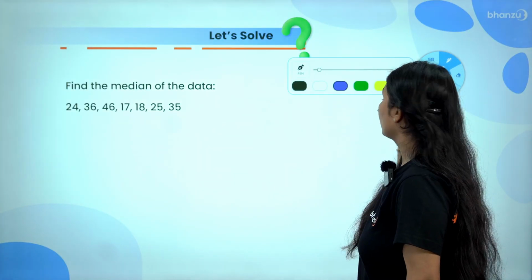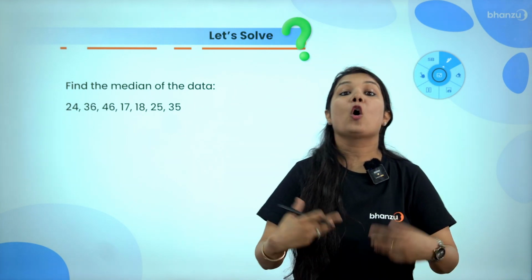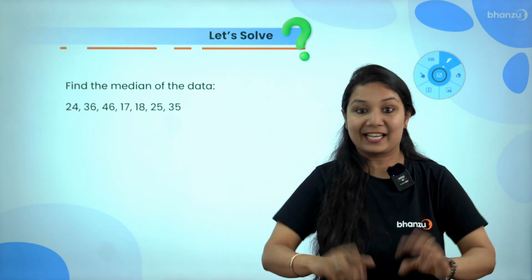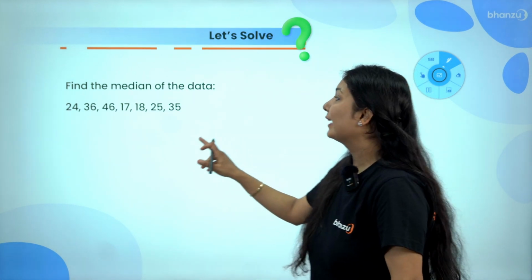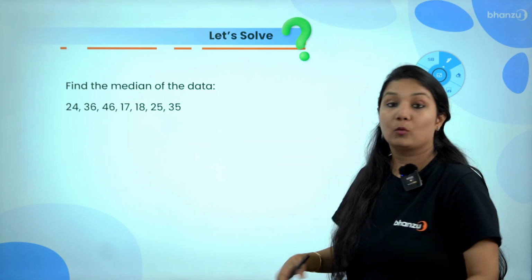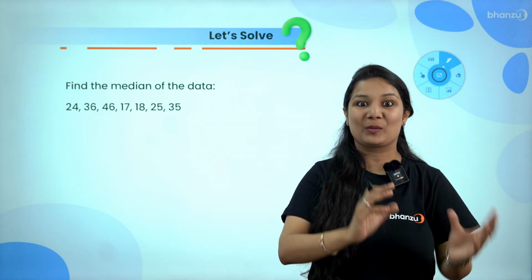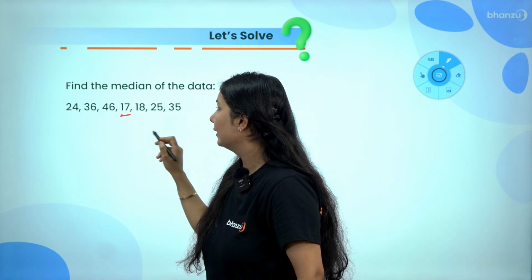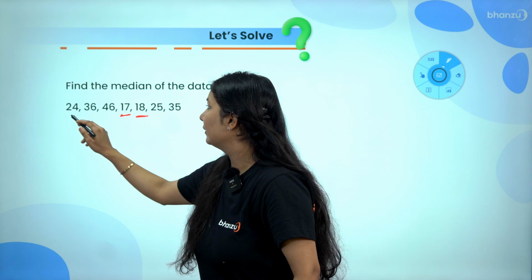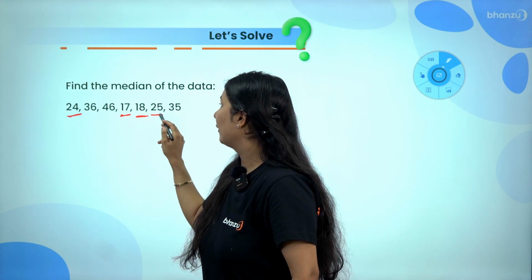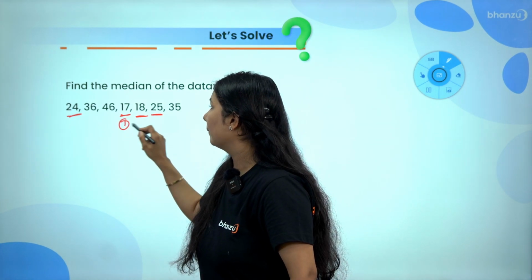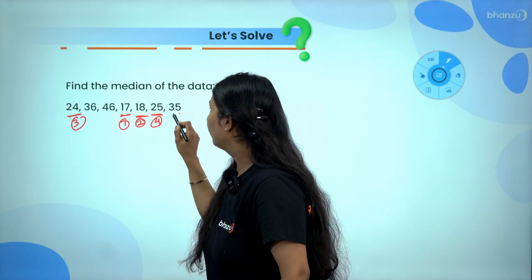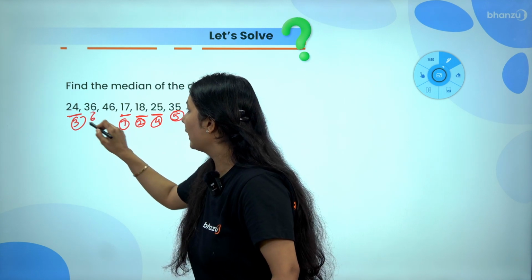So our first job would be to count the observations. 1, 2, 3, 4, 5, 6, 7. Yes, 7 is an odd number. So now arrange them in ascending order. What's ascending order? Moving from smaller to greater observations, right? So this is the smallest one. Then we have 18. Then we have 24. Then we have 25. So let's number them. 1, 2, 3, 4, 5, 6 and 7.